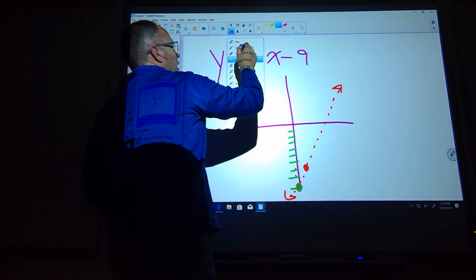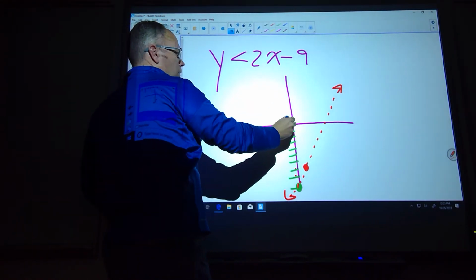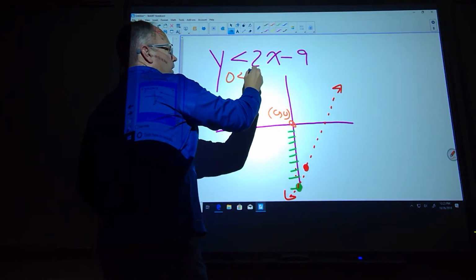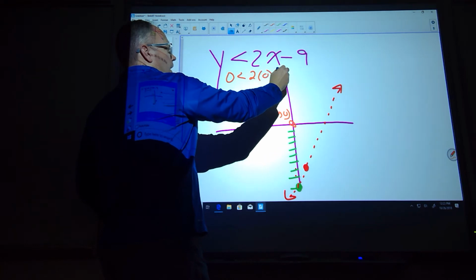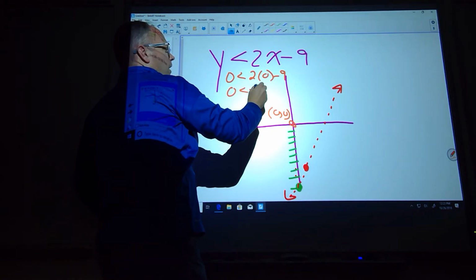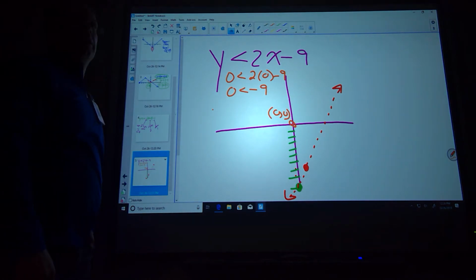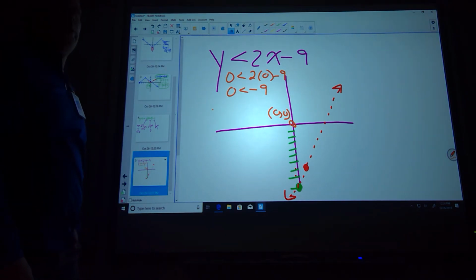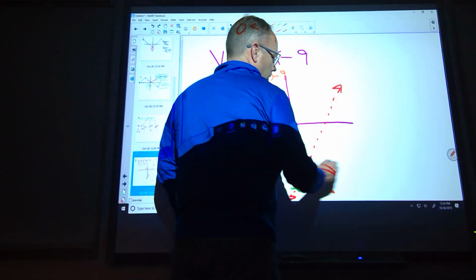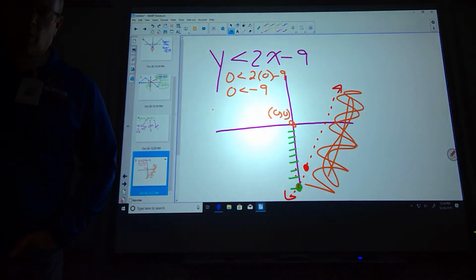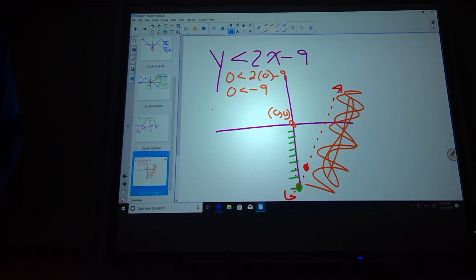Alright, so if I plug in 0, 0, that's a good test point. I'm going to get 0 is less than 2 times 0, minus 9. So 0 is less than negative 9? Yes or no? No. So where do I shade? The opposite side. So down here to the right, right? Correct.